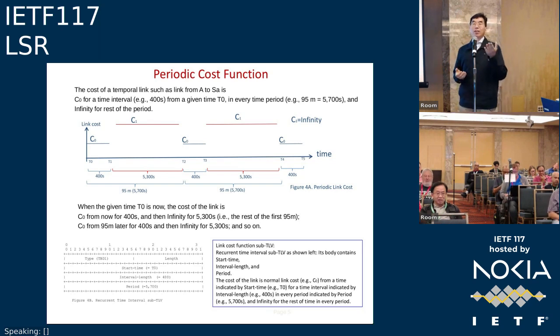This kind of cost function can be encoded by a TLV, which we call the link cost function TLV, and more specifically a recurrent time interval TLV. This TLV contains the start time, the interval length, and the period. So this TLV with start time t0, interval length 400, and period 5,700 encodes the cost function in the figure on the top exactly.